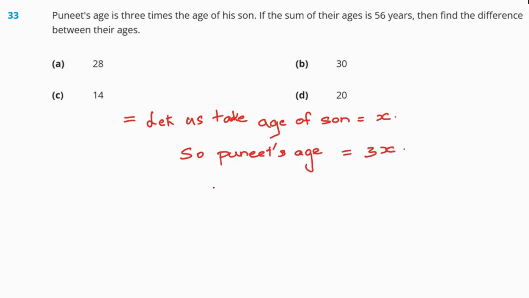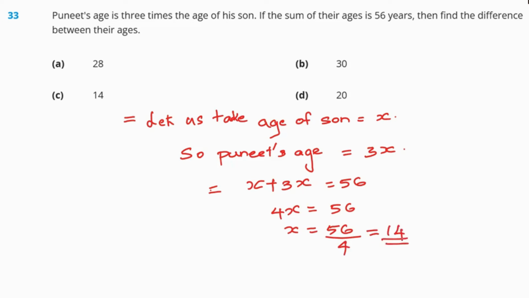And the sum of their ages is 56. That is x plus 3x. Sum of their ages is 56. So x plus 3x is 4x. 4x is equal to 56, or x is equal to 56 by 4. 56 by 4 we will get 14. So his son's age is 14.